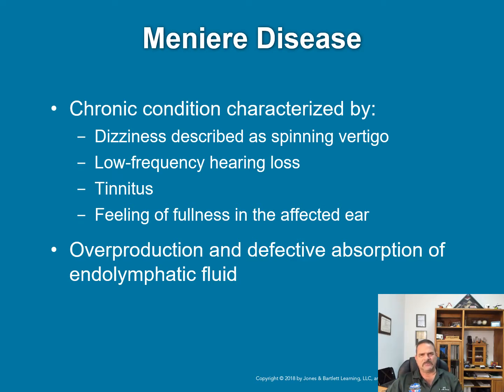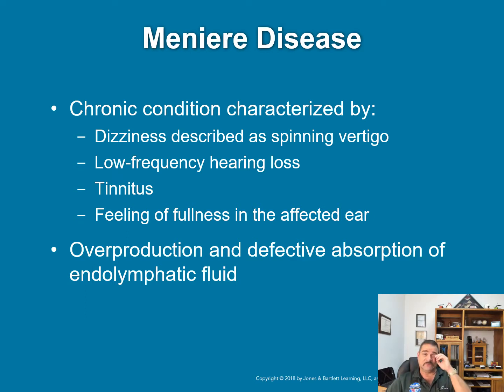There is overproduction and also defective absorption of the endolymphatic fluid, which increases the volume and pressure within the labyrinth of the inner ear. Distension is the end result of this. The distension ultimately will rupture and cause a mixing of the endolymph and the perilymph fluids. This mixture disrupts the balance of the fluid and the electrolytes within the labyrinth and damages the vestibular and cochlear hair cells.